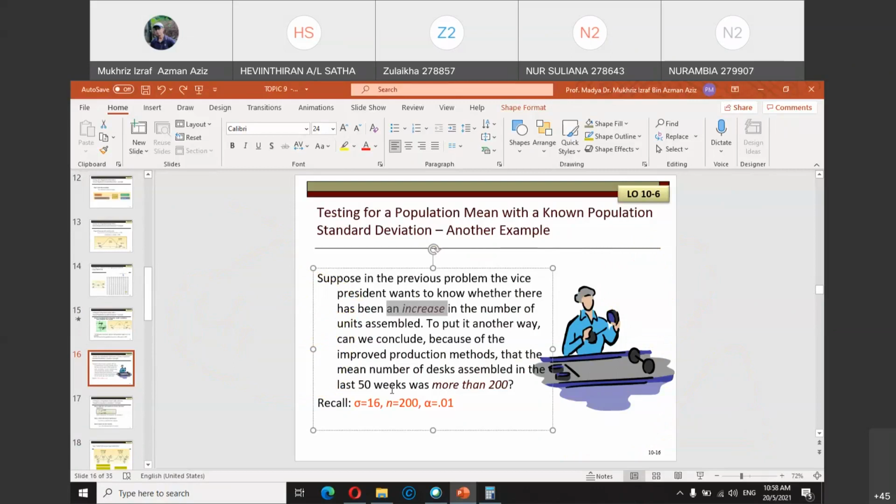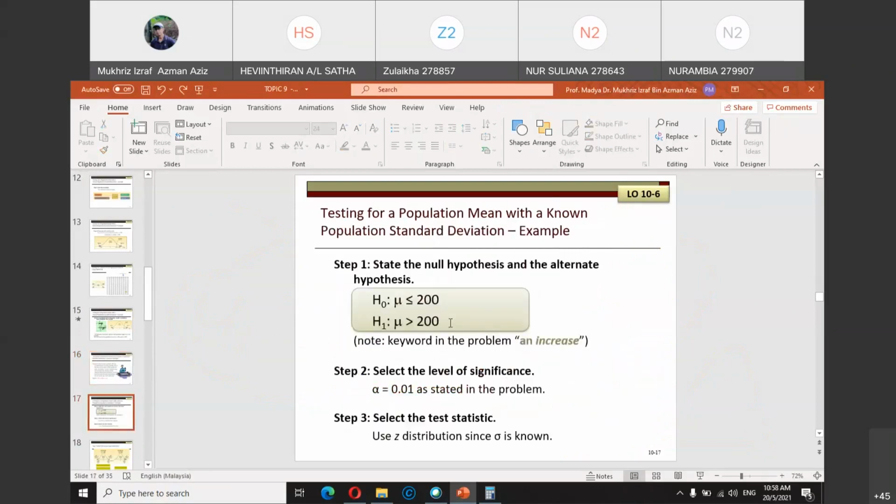Okay, so recall that the sample size is 50, the mu is 200, the standard deviation is 16. The rest is the same, but we change the H1 from not equal to more than. In terms of the information, the main information is the same. But when you change the notation from not equal to more than, everything changes. Your decision rule will also change, the critical value will also change, and the conclusion will also be affected as well.